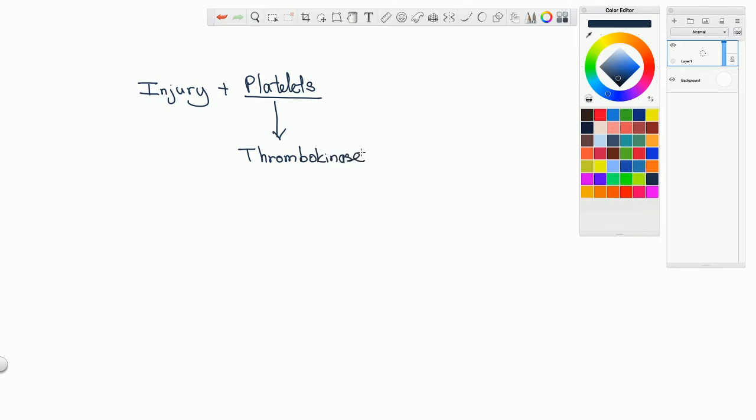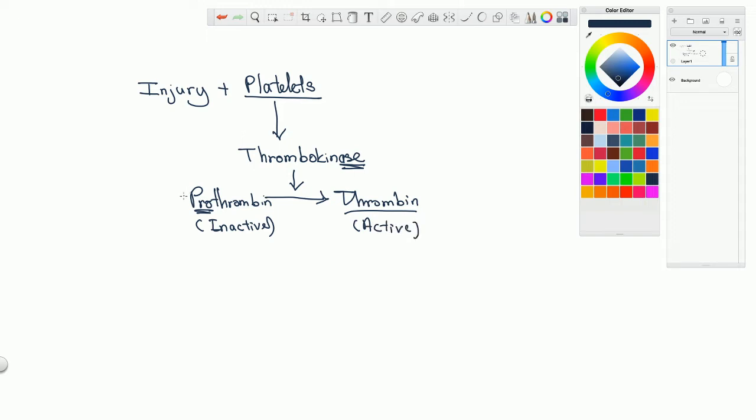thrombokinase. This enzyme called thrombokinase has the ability to activate, or you can say convert, a type of protein called prothrombin into the form called thrombin. What is the difference between prothrombin and thrombin? The answer is prothrombin is the inactive form of the blood protein, and thrombin is the active form. Prothrombin is produced by the liver, and to form prothrombin in the liver, vitamin K is needed.